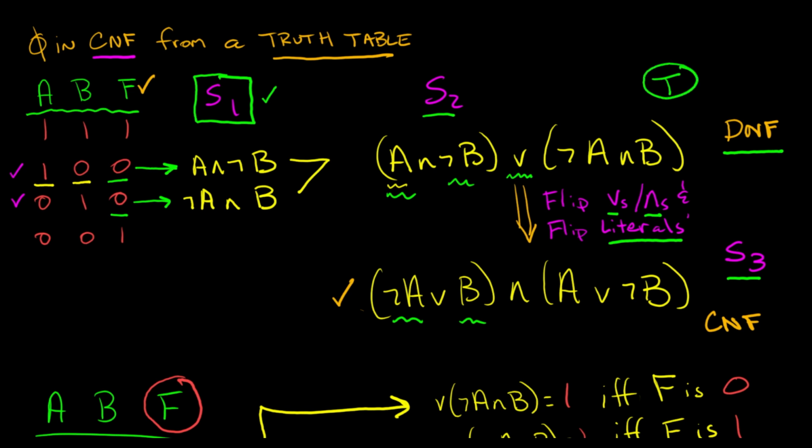Now in our second step here, what we're doing is creating a formula that is true whenever our function is false. And then in our third step here, we are basically negating this entire formula and applying De Morgan's laws and double negation. And what that does is it gives us a formula that is true whenever the function is true. So this process of flipping the disjunctions and conjunctions and literals is essentially negating the formula and then using equivalence rules to find a formula that is true just when the function is true.